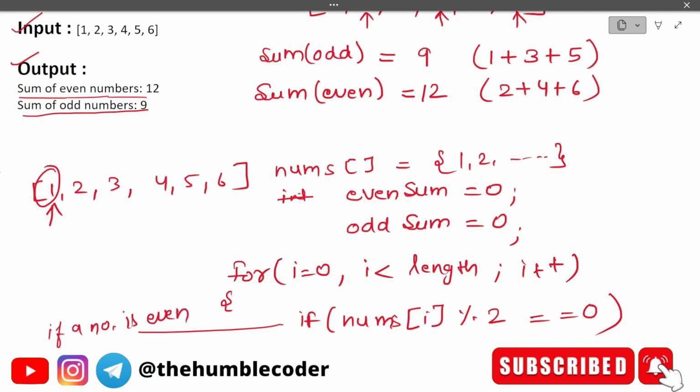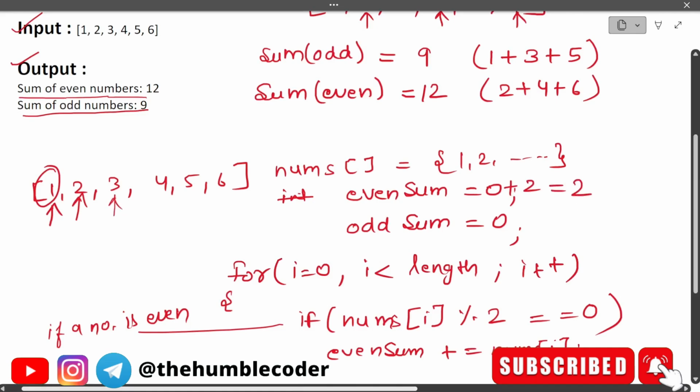For example, in the first case when we check with 1, this will turn out to be false. But for the second case, when nums of i is 2, 2 mod 2 gives remainder 0, so this condition turns out to be true. When this is true, we do even sum plus nums of i. Previously our even sum value was 0, and now it will be plus 2, which will be 2, right?